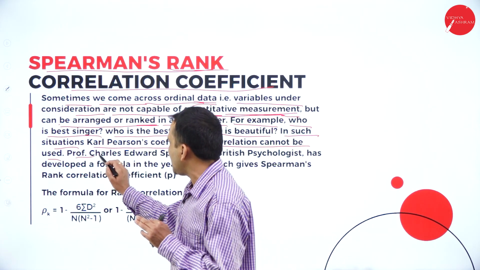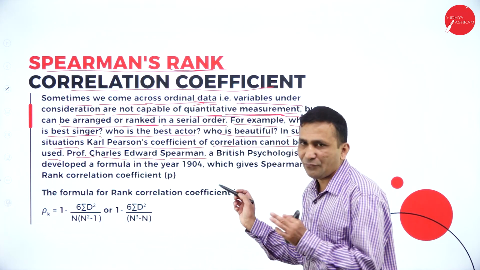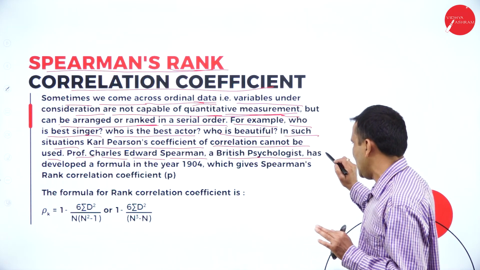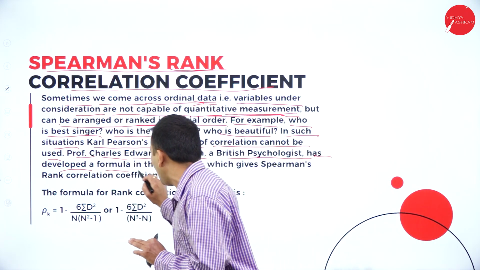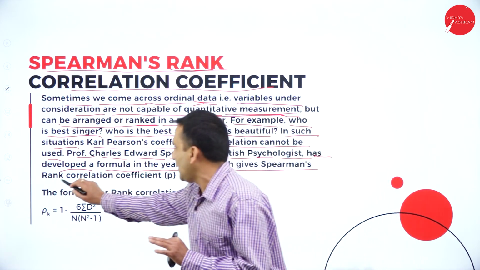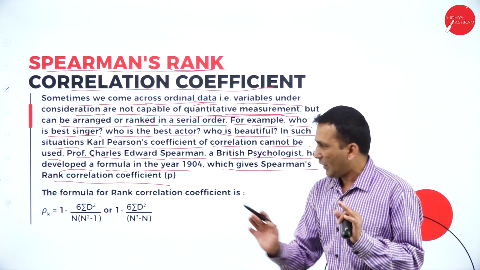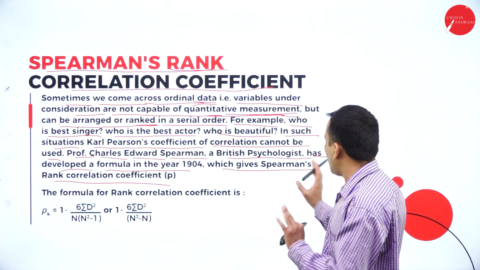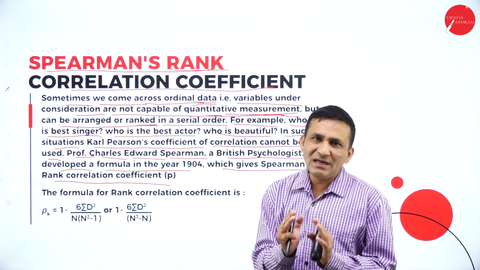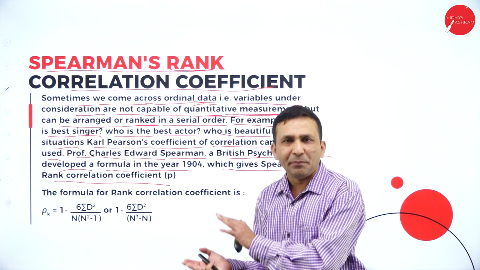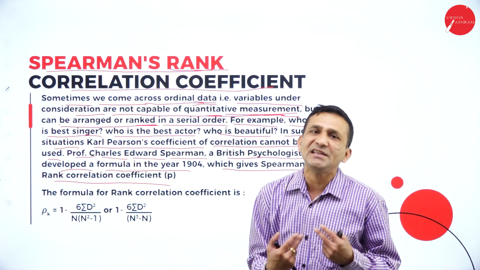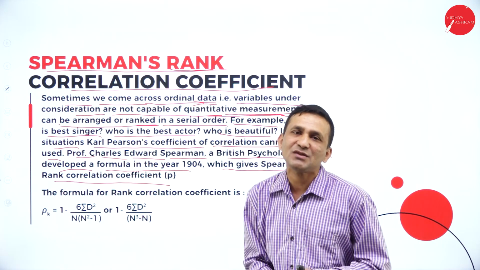So Professor Charles Edward Spearman, a British psychologist, developed a formula in the year 1904, which gives the Spearman rank correlation coefficient. Instead of writing the full name, we directly say Spearman rank correlation. There are two situations. One is non-repeated, where the number is not repeated. The other is where the rank is repeated two or three times. In that case, different formulas are used.